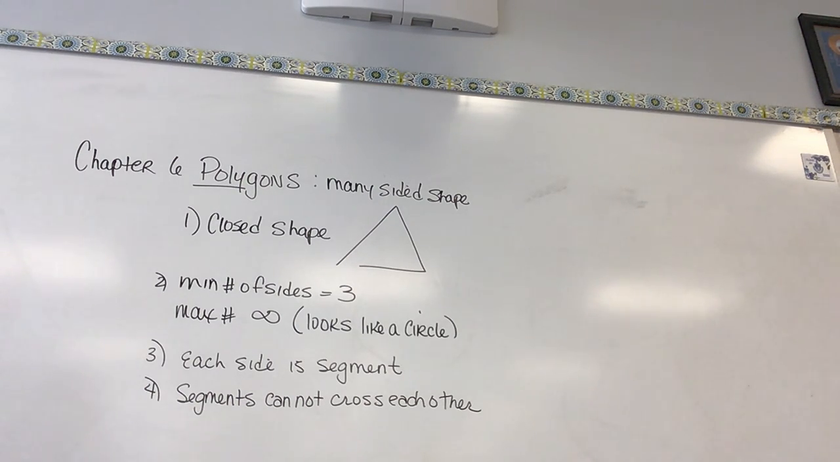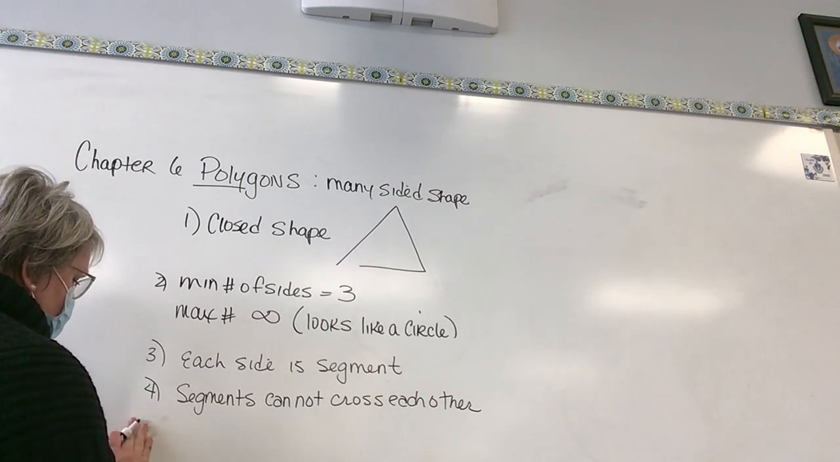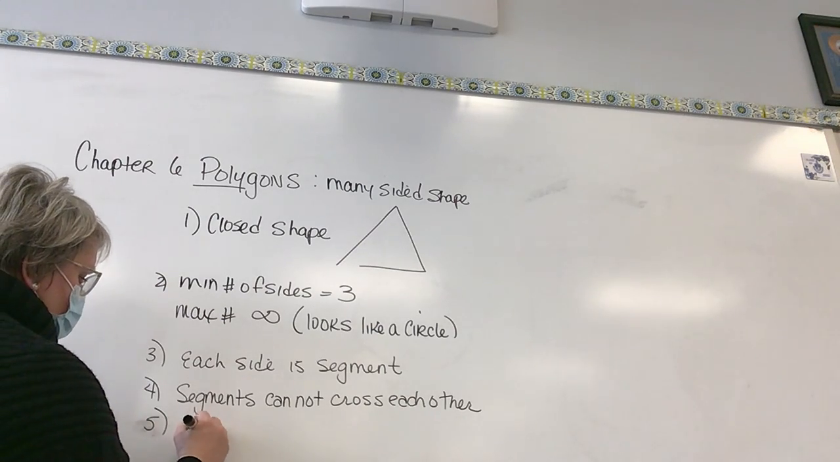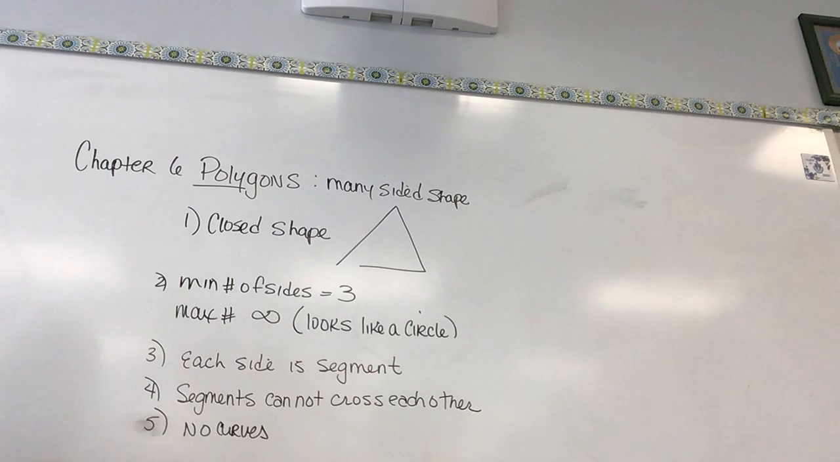I think 3. Okay, and our last part is number 4. What do you think about number 4? We have one more definition to add. What's wrong with 4? It's got a curve. So, oops. No curves whatsoever. And that goes along with every side has to be a segment too.